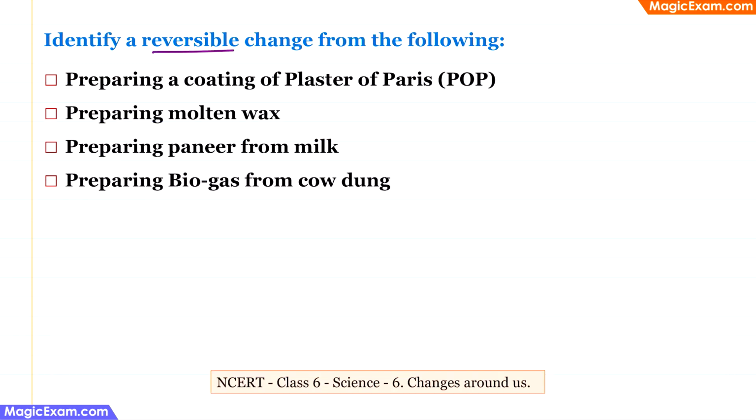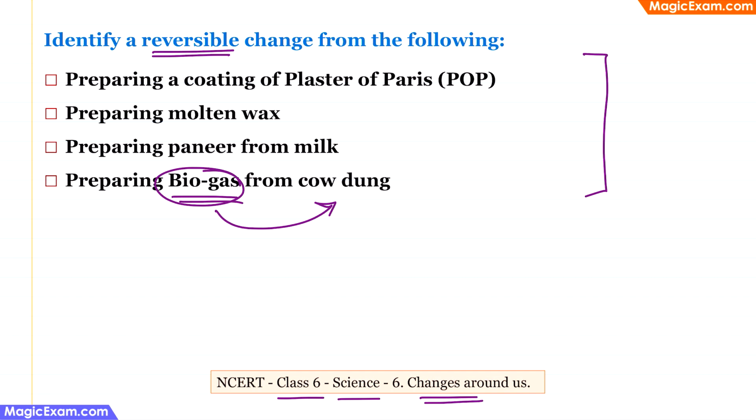Identify a reversible change from the following. Now this question has been taken from the class 6 science textbook from a chapter called Changes Around Us. So we are supposed to identify which of these reactions or changes are reversible. Now the last one, preparing biogas from cow dung. This is not a reversible change because once you have created biogas, you cannot convert it back into cow dung. Therefore this is not reversible. Next, preparing paneer from milk. Same here, once you have prepared paneer, you can't convert that back into milk. Therefore this also is not reversible.